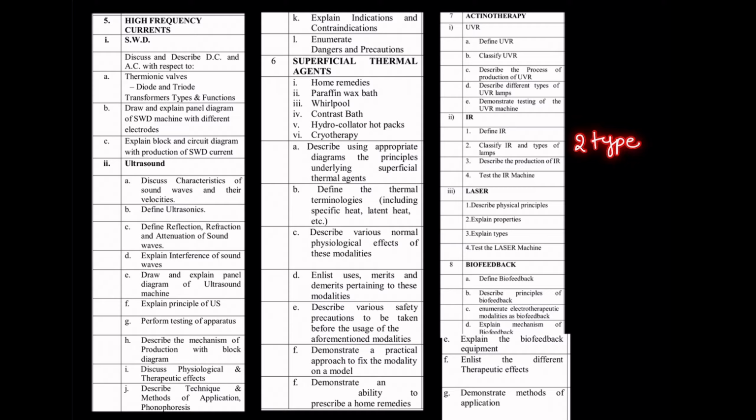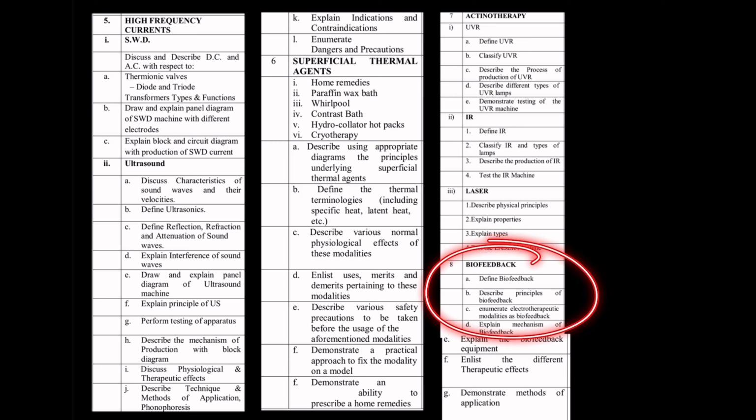Here I guess it is 3 to 4 types. Then again laser. So laser: basic principles, properties, types, and testing of the laser machine. So basic principles again you have to learn it. Properties again. Types: so laser you have I guess 3 to 4 types of laser: solid, liquid, gaseous, and semiconductor.